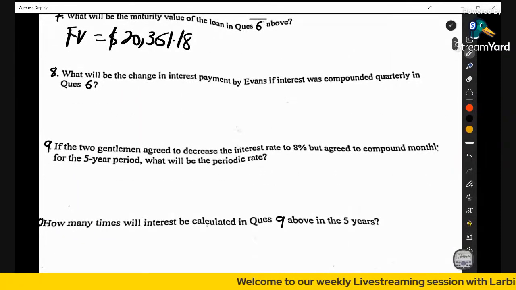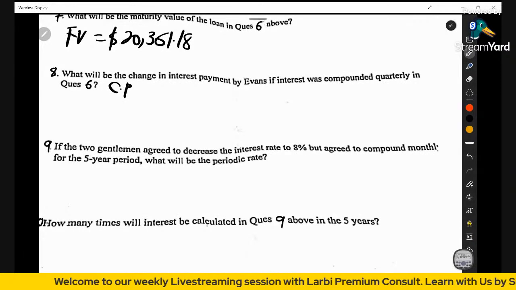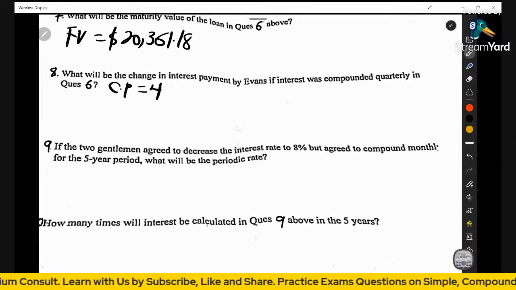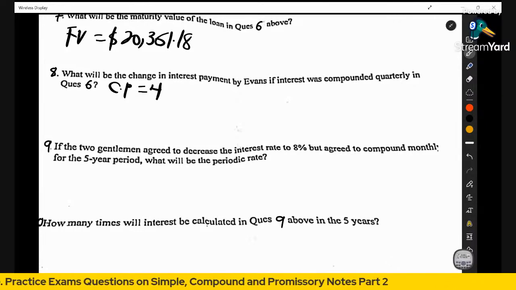So here, the only thing that has changed is the compounding period, which has changed from semi-annual to what? Quarterly. And how many quarters do you have in a year? 4 quarters, right? Well, this also affects our number of times. It's possibly going to affect the number of times. How about our interest rate? Yes, it's going to affect our interest.